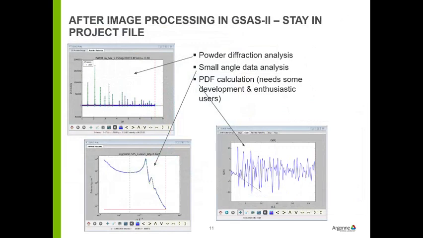Okay, after you've done the image processing, you can stay in that project and work on it. If you've got a powder pattern, you can do Rietveld refinements or peak indexing or whatever it is you want to do with it. If you've got small angle data, which might look something like this, you can do small angle scattering analysis. And if you've got powder data, you can do a calculation of a pair distribution function, which looks something like this. And this is actually much more developed than this little comment here. People use this all the time for X-ray data, for generating PDFs.